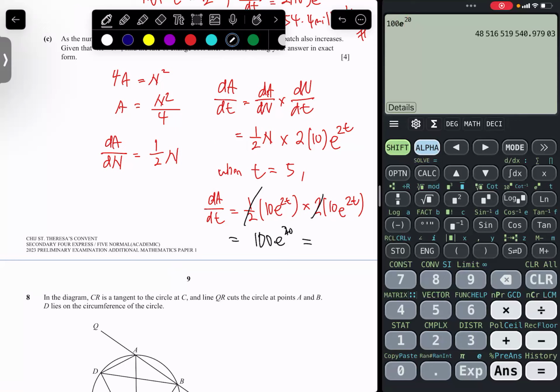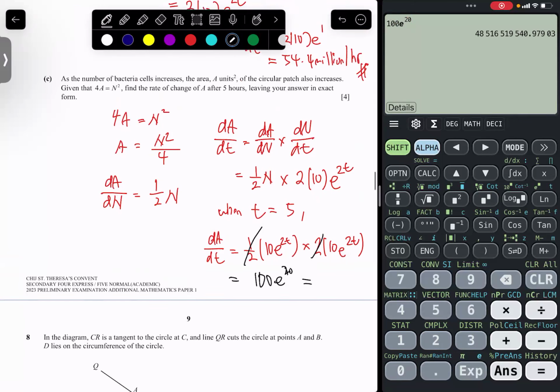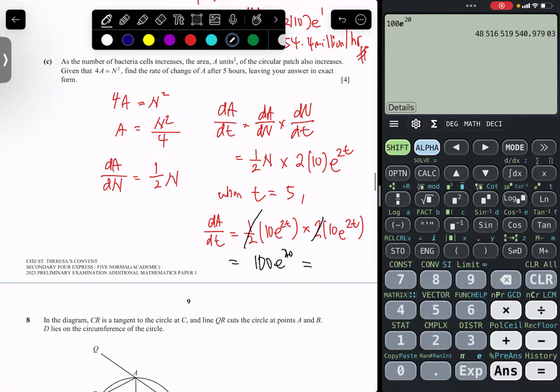Whoa, what is this big number? Oh, wait, they want the exact value. So yeah, this is my answer: 100 e^20. It is area, so the units are unit square per hour.